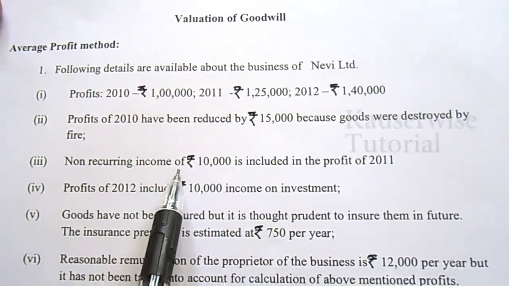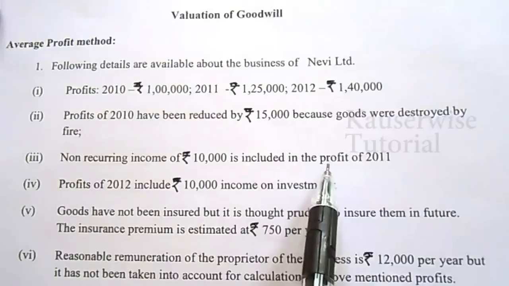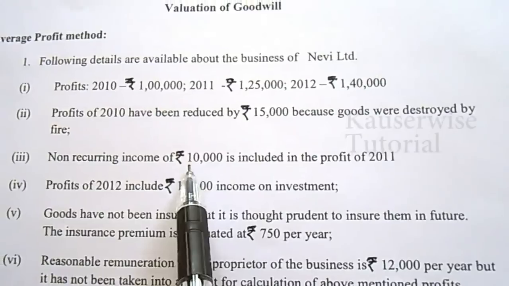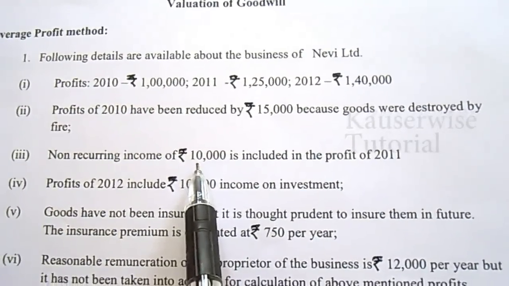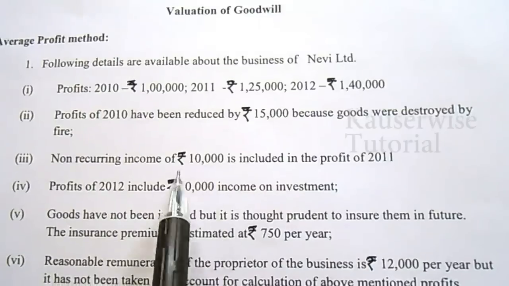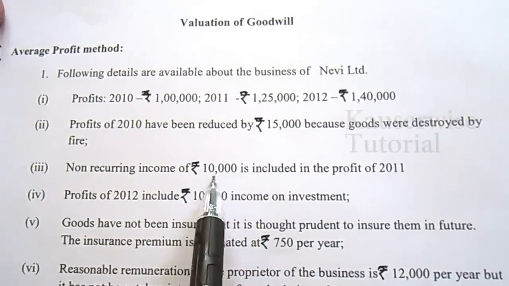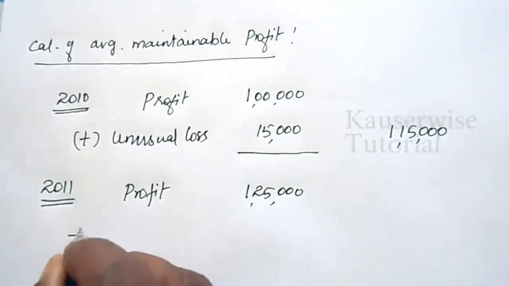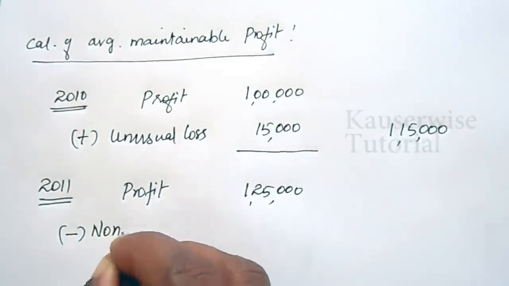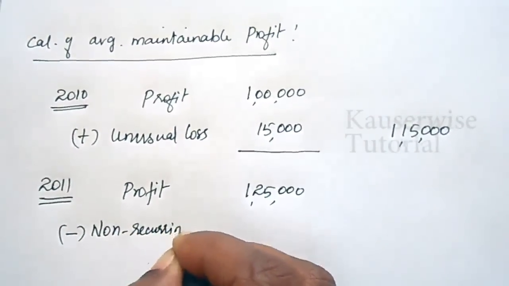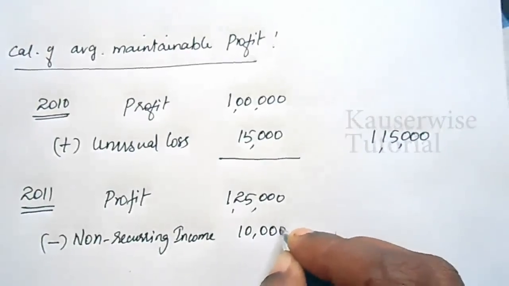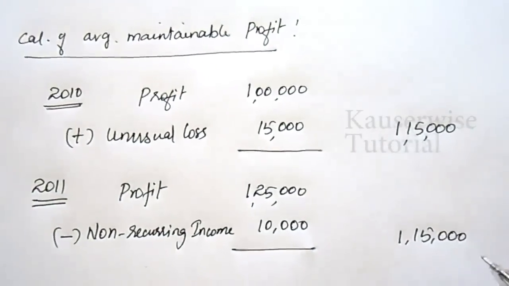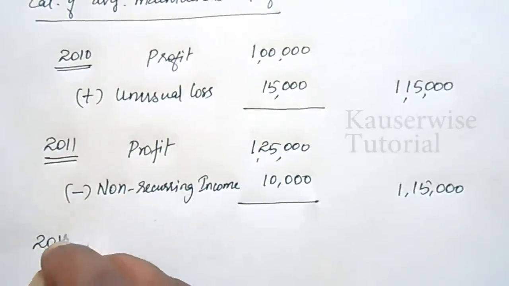See, non-recurring income of 10,000 is included in the profit of 2011. I told you, if there is any non-recurring income, that will be subtracted in order to find out the future maintainable profit. That is 10,000 is included. Just subtract this value from 1,25,000 minus non-recurring income. Balance 1,15,000. In the same way for 2012 also.